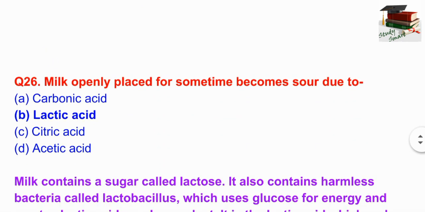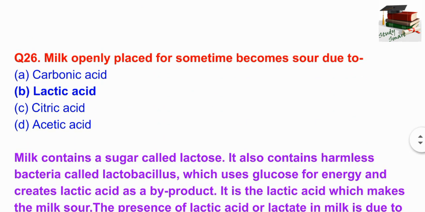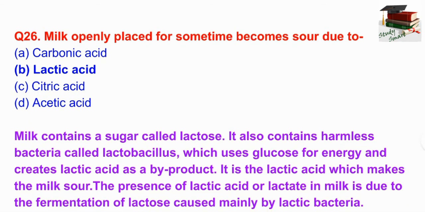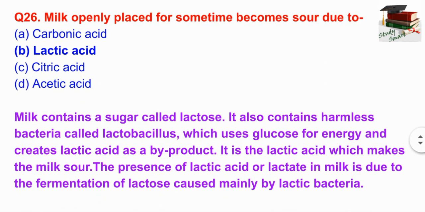Now see next question. Milk openly placed for some time becomes sour due to option A, carbonic acid. Option B, lactic acid. Option C, citric acid. Option D, acetic acid. So right answer lactic acid.